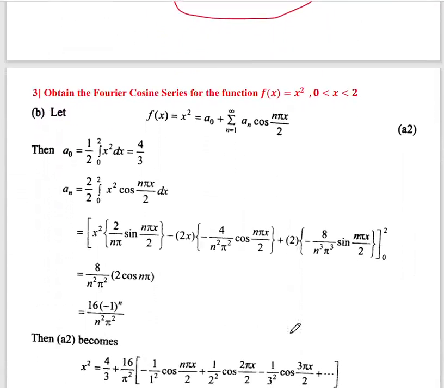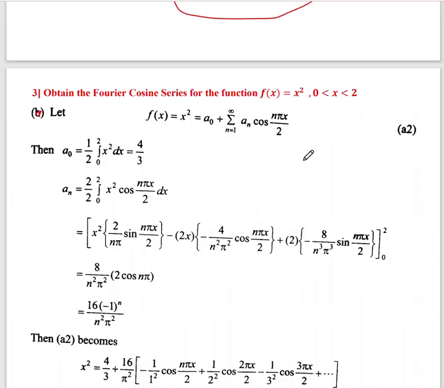Now we will see the third problem on Fourier cosine series. The problem is: obtain the Fourier cosine series for the function f of x equal to x square, where x lies between 0 to 2. Okay. So we will solve this problem. The Fourier series for this function is f of x equal to x square equals a0 plus summation n equal to 1 to infinity a n cos n pi x upon 2.